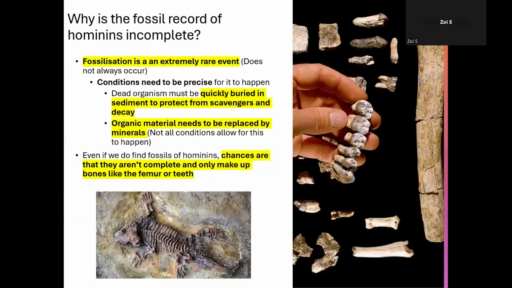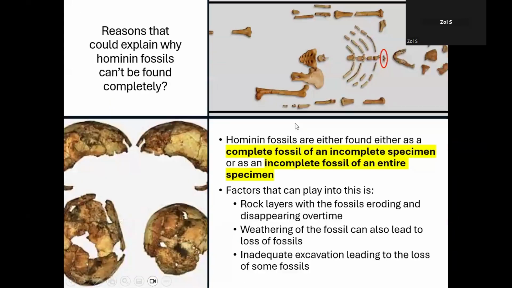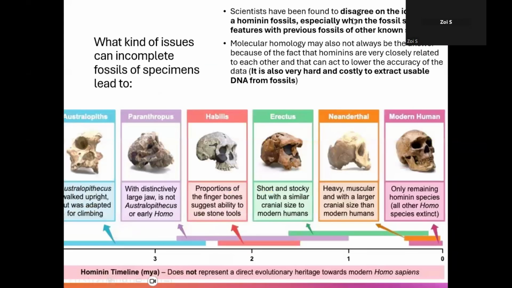So we are forced to use things like femurs and teeth to piece together a lot of our fossil records. Sometimes we might find something as simple as just one tooth, and we extract as much information as we can from that one piece of evidence. So it is not uncommon for that kind of occasion to happen.